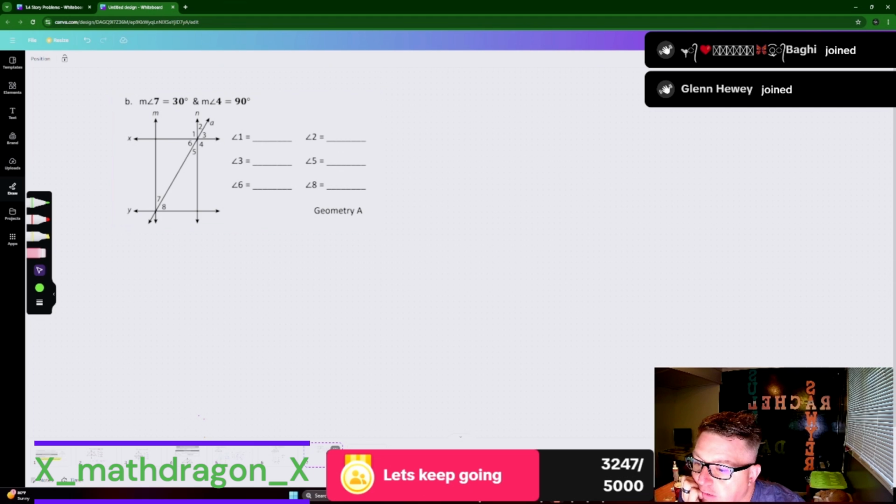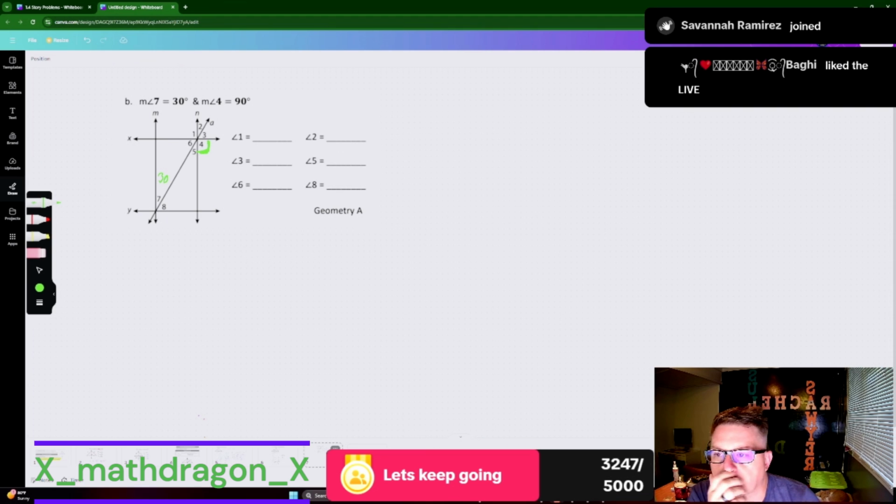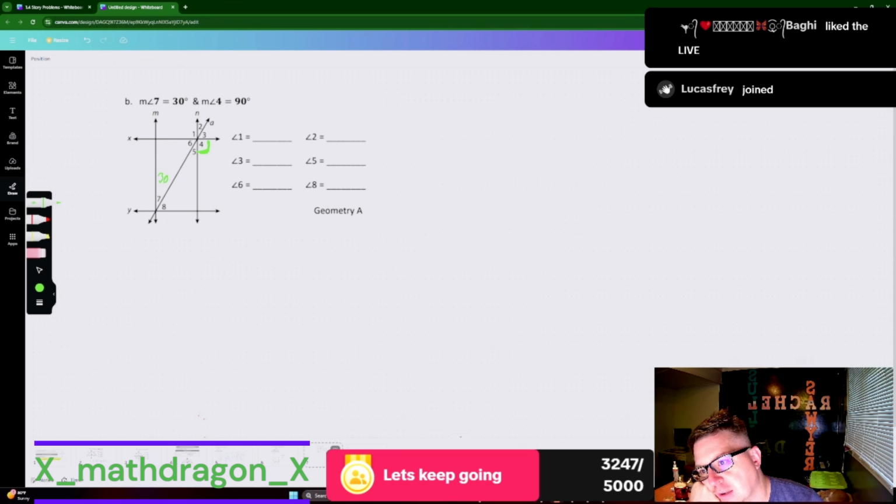Okay, let's look at this. So there's 30 degrees here, and if this is 30 degrees, angle 4 is 90 degrees. Okay, and if that's 90, then I know angle 1 is 90 because those are vertical angles. So I know that's 90 degrees as well.